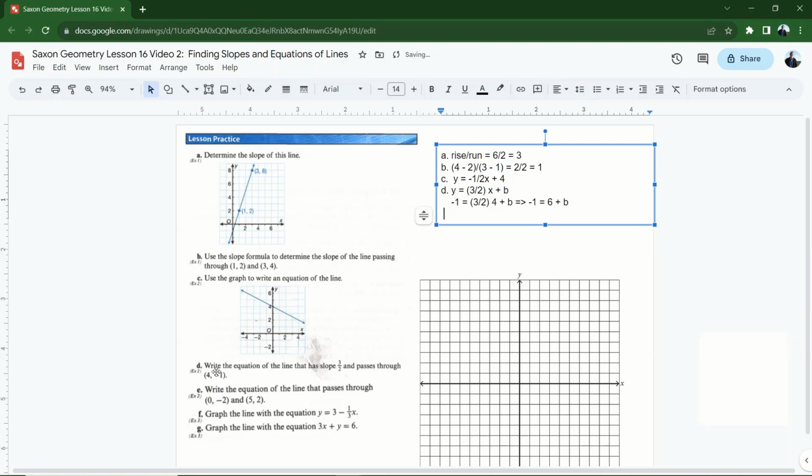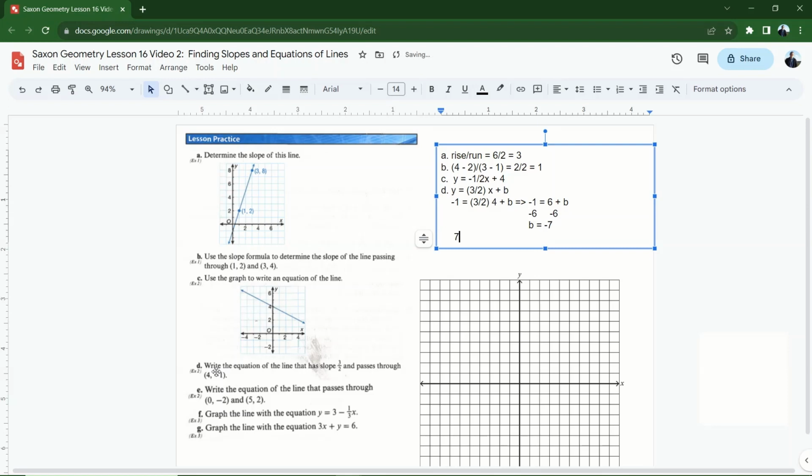Let's get b on a side by itself so I can figure out what b is. To do that, I am going to subtract 6 from both sides of this equation. And that's going to give me b equals -7. Well, -1 minus 6 is -7. Hey, if b equals -7, and I know the slope, now I know what the equation is.